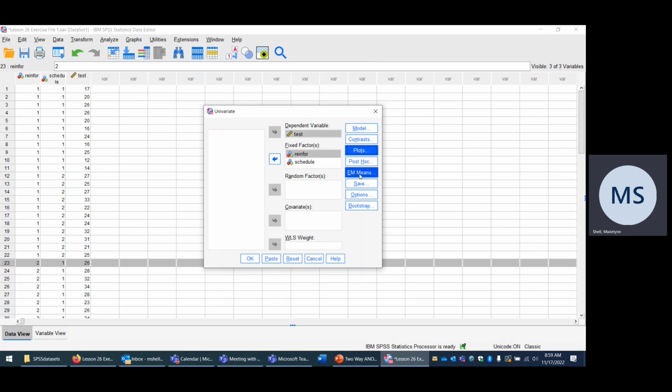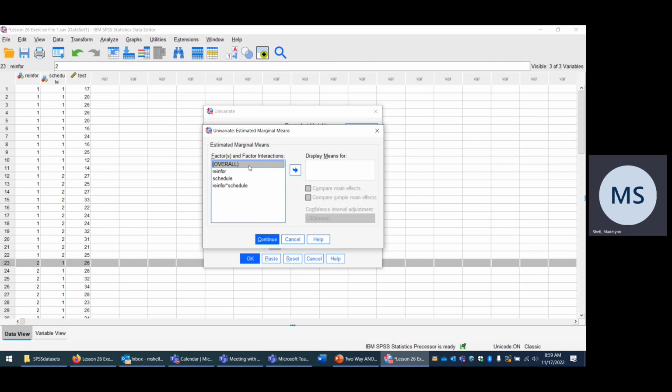Okay. Another important thing that we want is the estimated marginal means. This will enable us to look at the post hoc tests and the comparisons for main effects if we find a significant main effect, as well as our interaction. So we've got the main effect. It's going to give us the means for the main effect of reinforcer, the main effect of schedule, and then this asterisk here indicates the interaction, the reinforcer by schedule interaction.